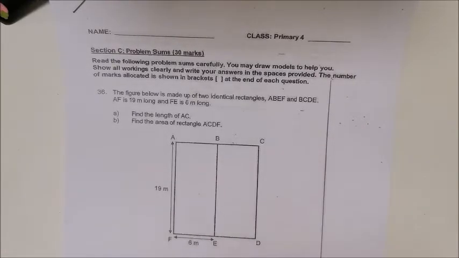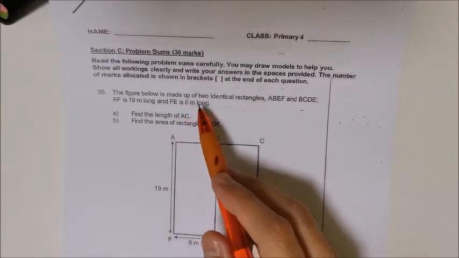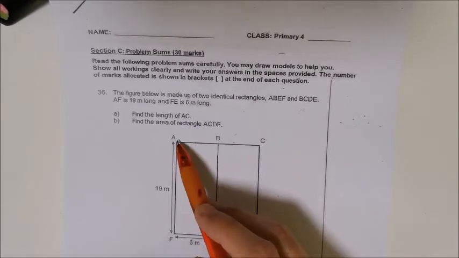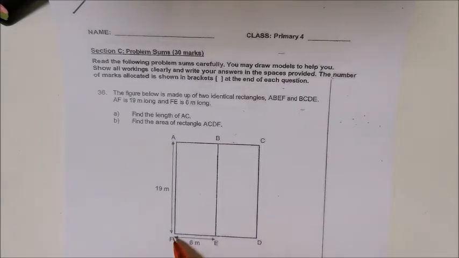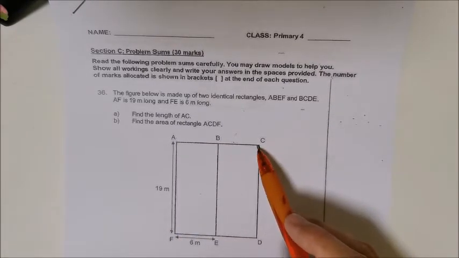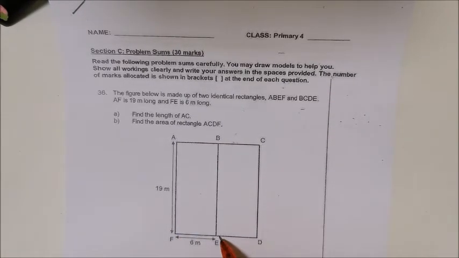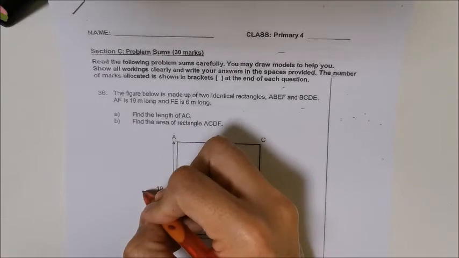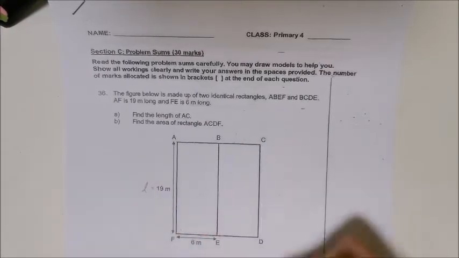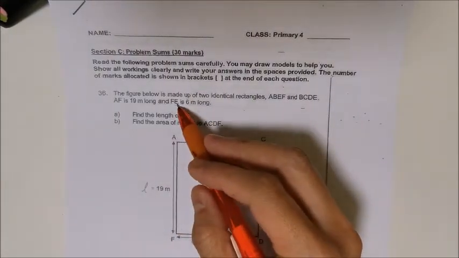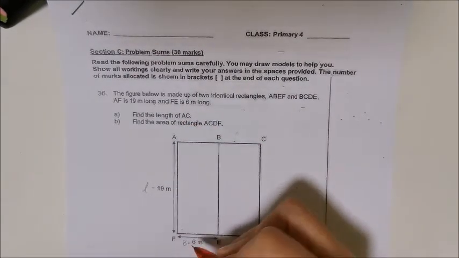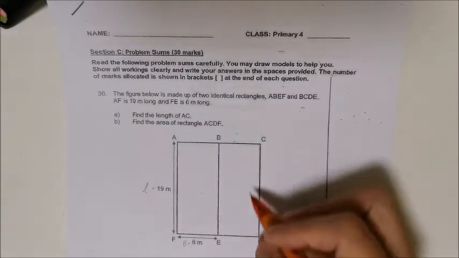Question 36. The figure below is made up of two identical rectangles, ABEF and BCDE. AF is the length and is 19 meters long. Maybe we can indicate here is the length. FE is 6 meters and FE is the breadth. Find the length of AC.